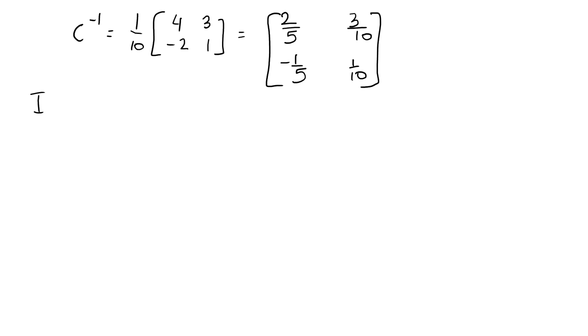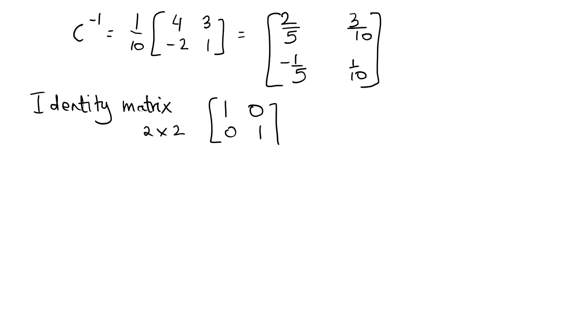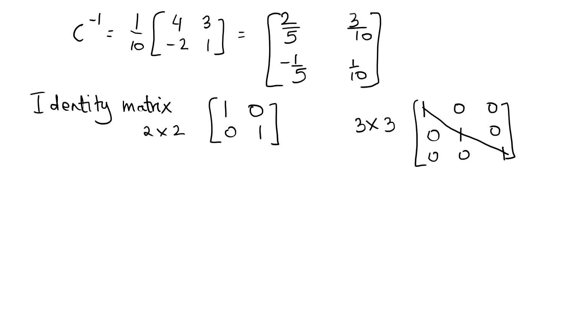Now I'm going to talk about something called the identity matrix. It's a special matrix. For a 2 by 2 matrix, the identity matrix looks like 1, 0, 0, 1, where the diagonal elements are 1. For a 3 by 3 matrix, the identity matrix looks like 1, 0, 0, 0, 1, 0, 0, 0, 1. So the diagonal elements are all 1, everything else is 0. A property in relation to the identity matrix is that every time you multiply a matrix A by the identity matrix, or the identity matrix by A, you get the matrix itself. So therefore, if you multiply a matrix by its inverse, you should always get the identity matrix.